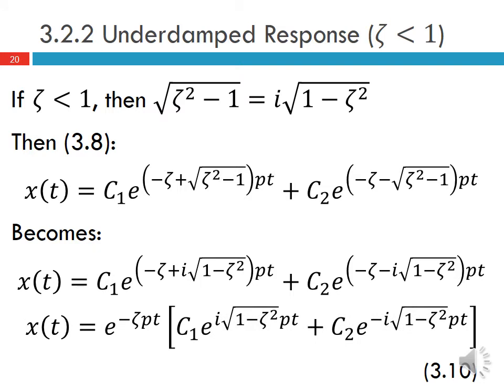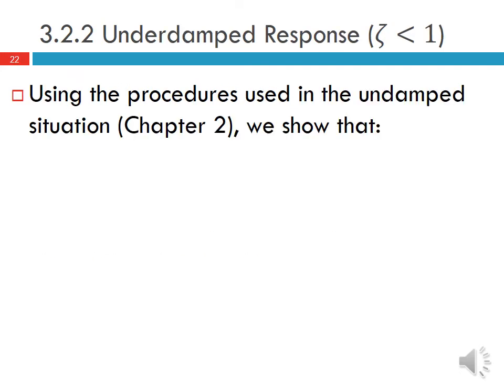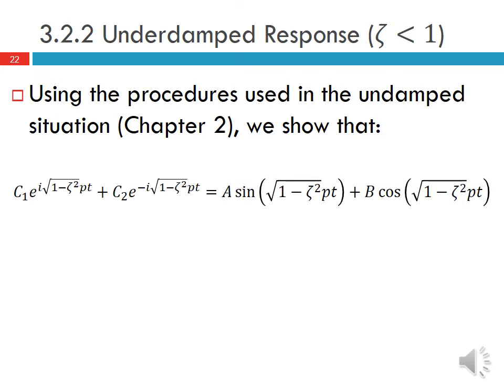We can factor out this term e to the minus zeta pt. It appears in both, and we have this response here. So now the term in the brackets is similar to what we arrived at for the undamped response previously. So we have c1 e to the i something plus c2 e to the i something with t in the exponent here. So using the same procedure that we used in the undamped situation in chapter 2, we could show that this expression can be equivalently written using sine and cosine terms, again using Euler's identity.